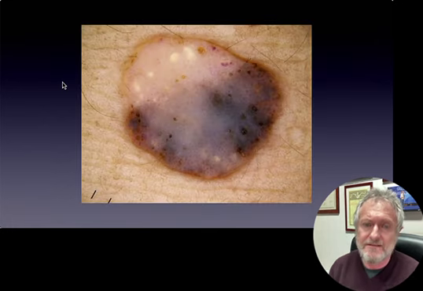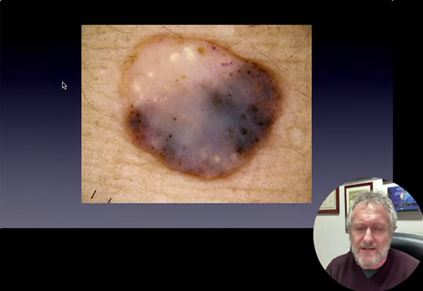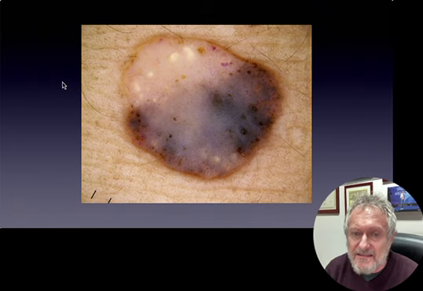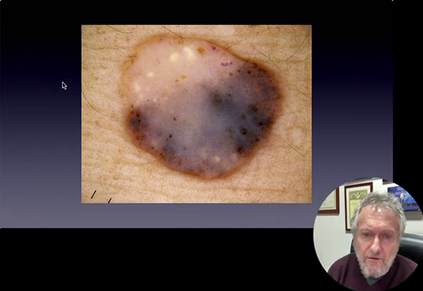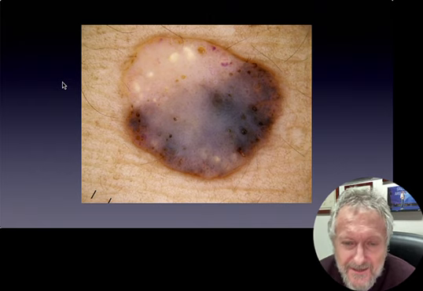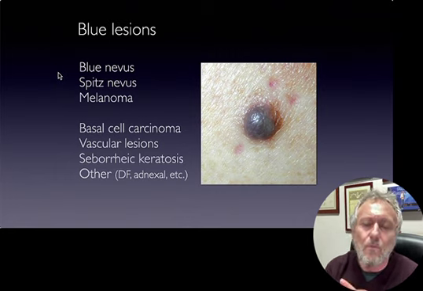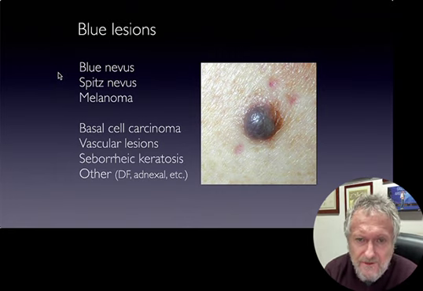So for example, here we see that the lesion is bluish, especially in the more pigmented area on the right side, but around the blue color we have specific clues. We have multiple milia-like cysts, and we have multiple comedo-like openings. So this is a bluish seborrheic keratosis. So what kind of lesions can be blue dermoscopically?